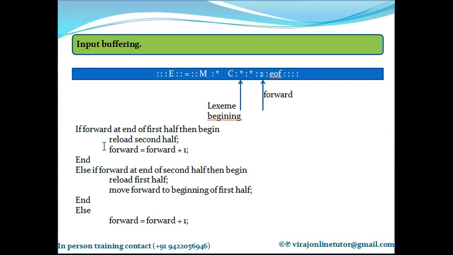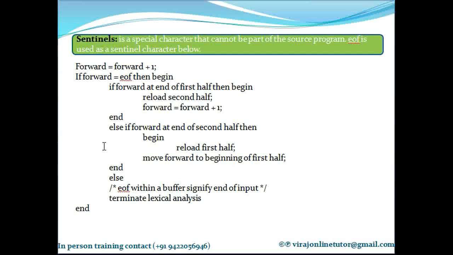We overcome this drawback by using sentinels. Now what is a sentinel? A sentinel is a special character that cannot be part of your source program. So in this example, EOF is used as a sentinel character. We can reduce the two tests in the previous algorithm to one test if we extend each buffer half to hold a sentinel character at the end.